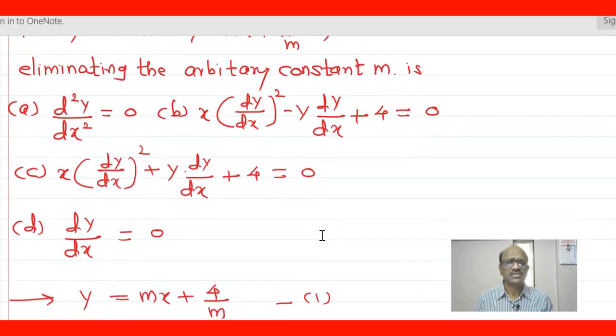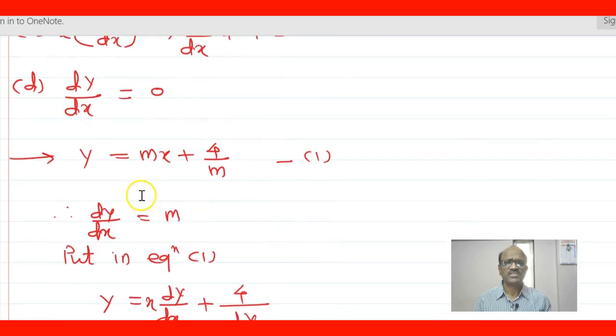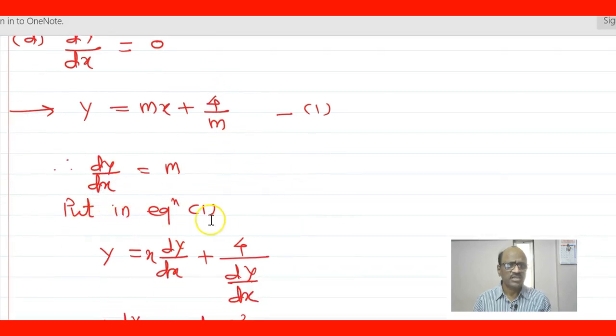Now we'll solve this. Now y equals mx plus 4 upon m. Differentiate with respect to x. Therefore, dy by dx is equal to the derivative of mx, the derivative of x is 1, and 4 upon m is a constant, and hence dy by dx equals m. Put this in equation number 1, this is equation number 1. Substitute the value of m.